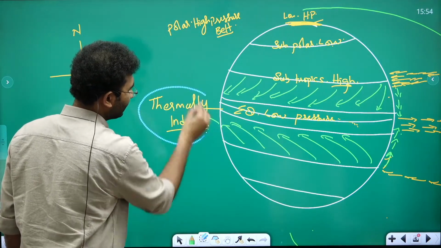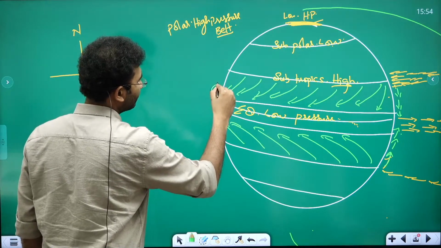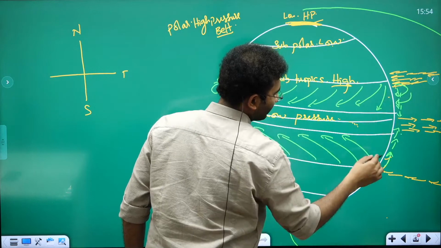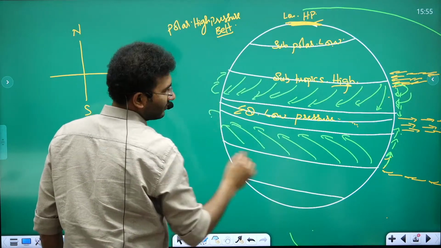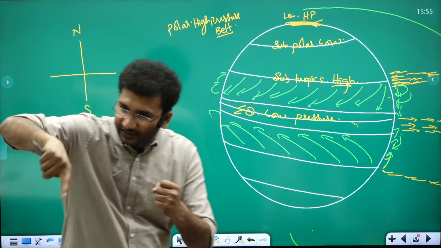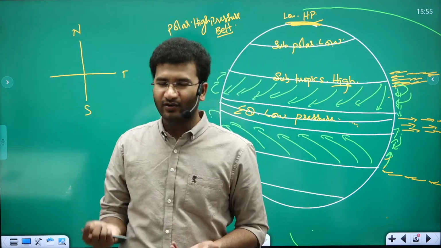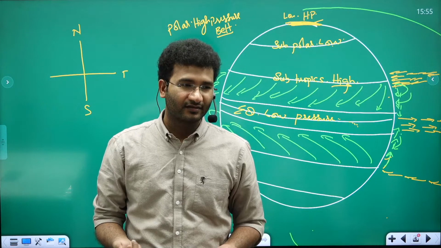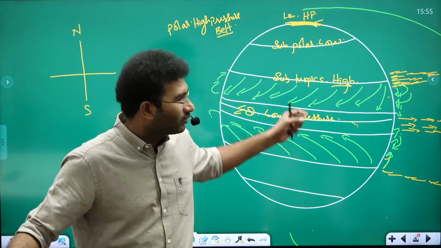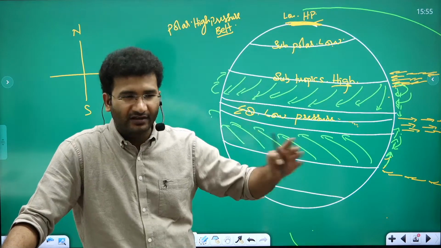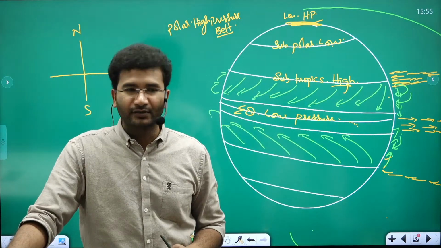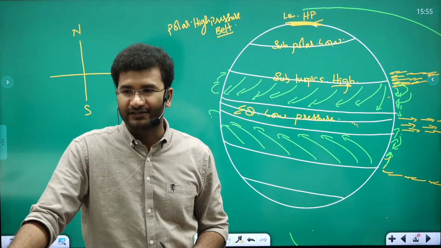To be more specific, the winds again come back from the other end. All throughout the earth, they go around. And these are also called planetary winds. Do you hear me? They are also called planetary winds because all throughout the year they are present on the planet and they go around the planet. That's why they are called planetary winds.